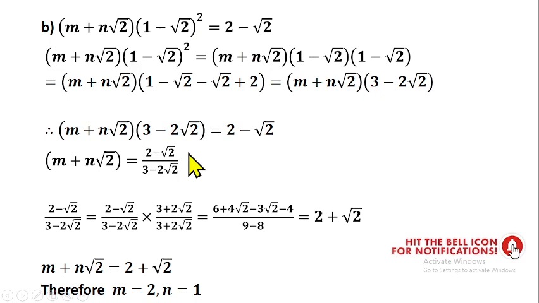Now what do we do? We can see that this one is multiplying this, so we can divide. Our aim is to find m and n. We can divide both sides by this bracket.